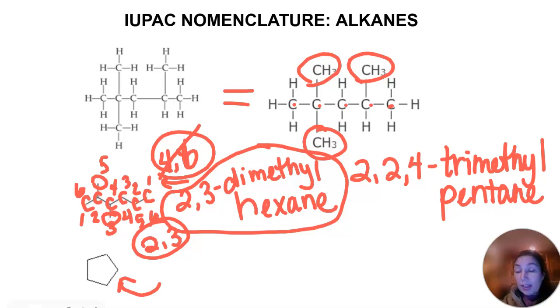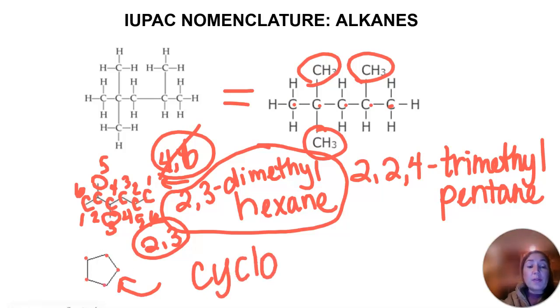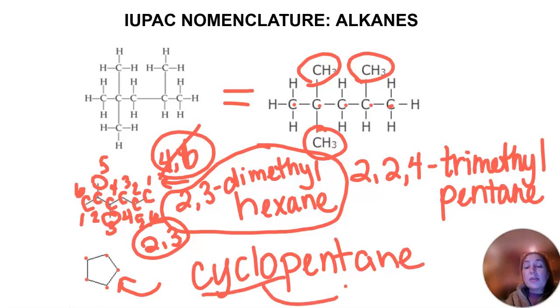Now the last thing we have here is a little pentagon. A pentagon's a ring, and rings we're going to call cyclo because there are 1, 2, 3, 4, 5 carbons. We're going to call it cyclopent. Like I said, it looks like a pentagon, and ane because they're all single bonds. So cyclo is going to be for our rings. That really indicates that there is a ring. So 5 carbons in a ring would be cyclopentane.